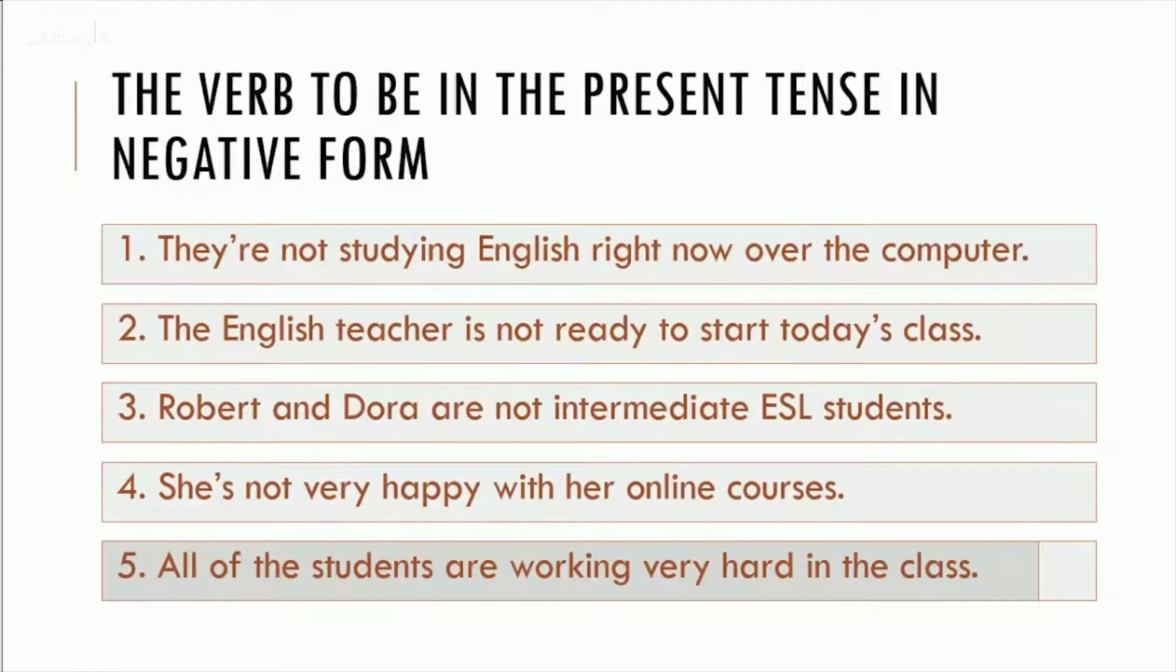So don't try to go ahead of me. So number 4, she's not very happy with her online courses, or she isn't very happy with her online courses is also correct, right? And then you see the answer on the screen. And then you can look at number 5.